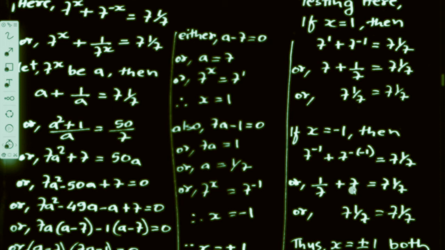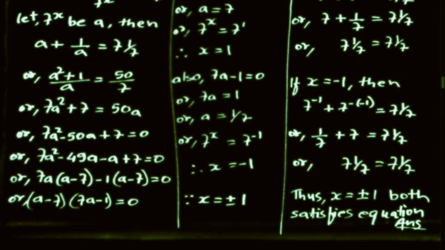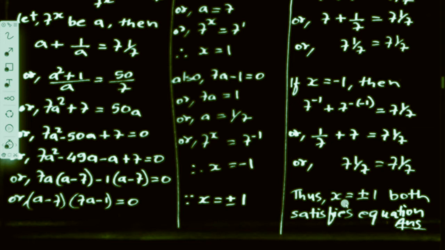1 by 7 plus 7 equals 7 plus 1 by 7. Here also both sides are the same. It means that this also satisfies our equation. The value x equal 1 also satisfies our equation. Similarly, the value x equal minus 1 also satisfies our equation. It means both are our answer and both are right. Thus, we can say that x equals plus minus 1 both satisfy our equation and that is our answer.